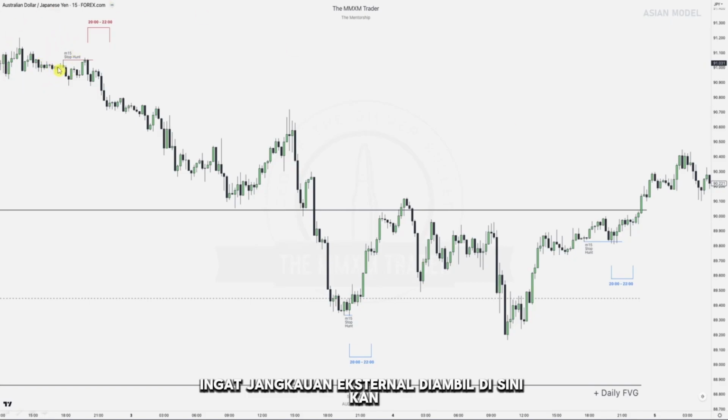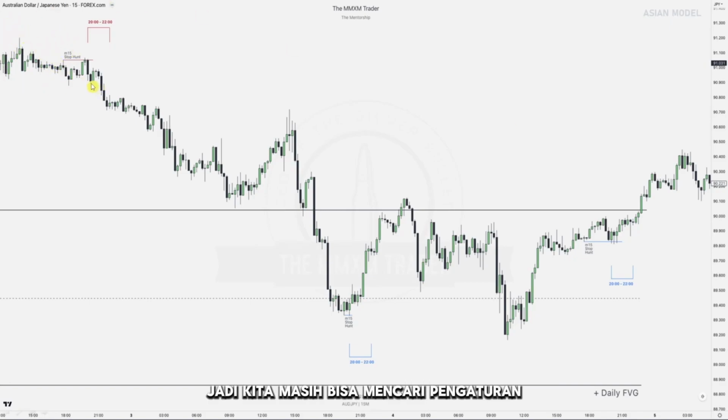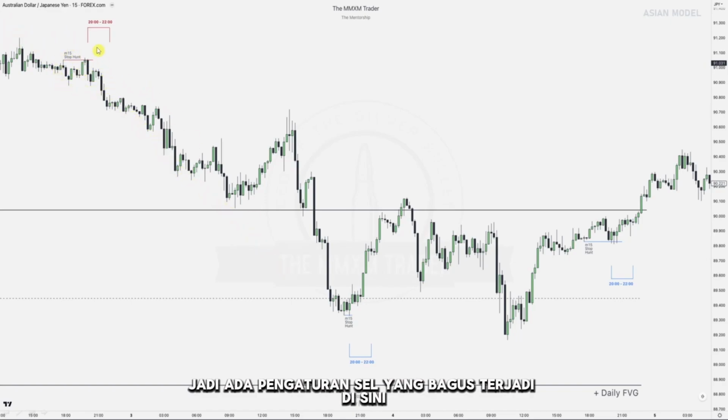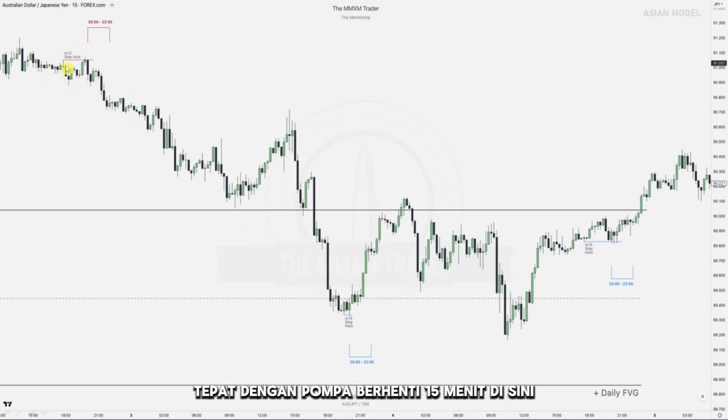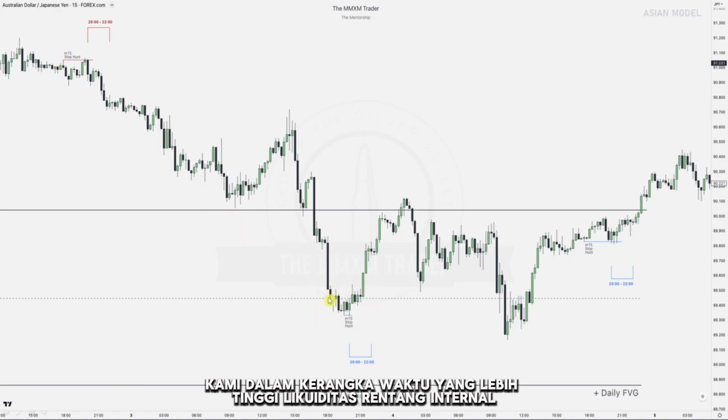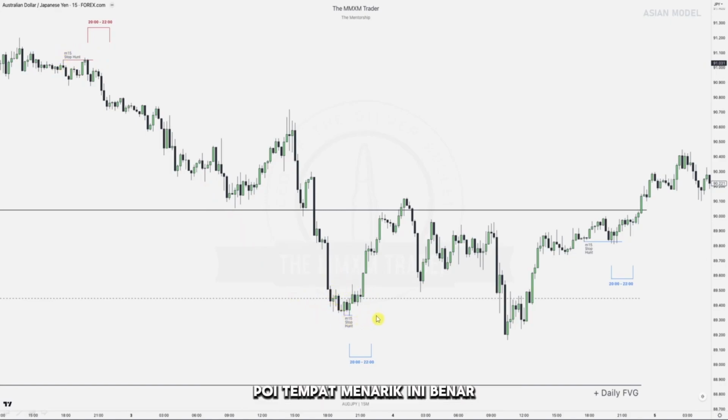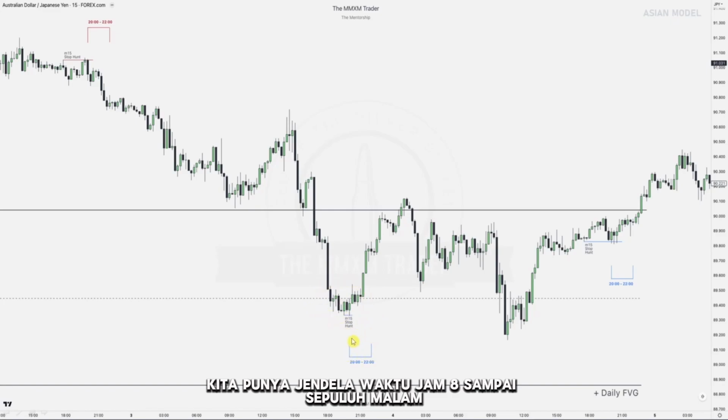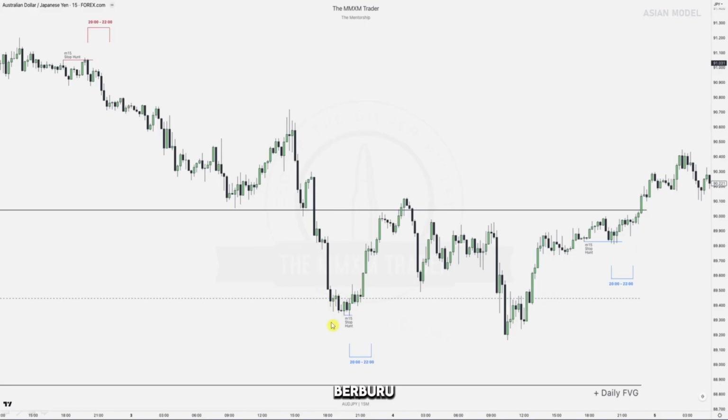So up here, remember external range was taken up here, right? So we can still look for a setup drawing into internal range. There is a nice sell setup happening over here, with that 15-minute stop hunt. Over here, we're in that higher time frame internal range liquidity POI, this point of interest. We've got that 8 to 10 p.m. time window where we're going to be looking for that 15-minute stop hunt.